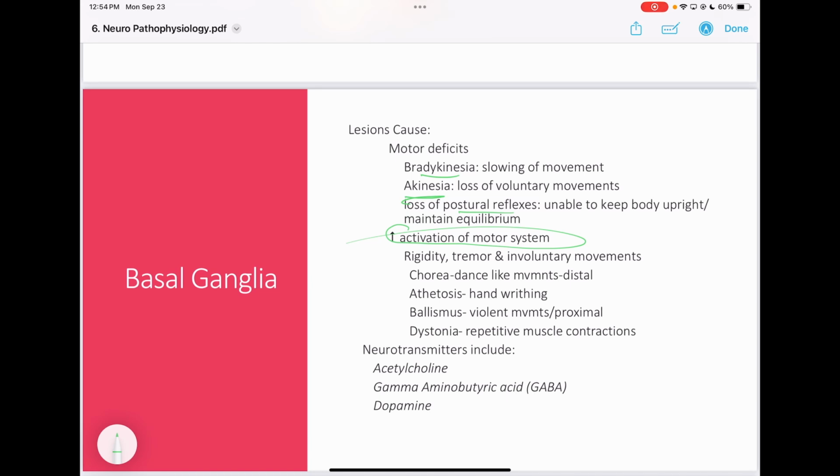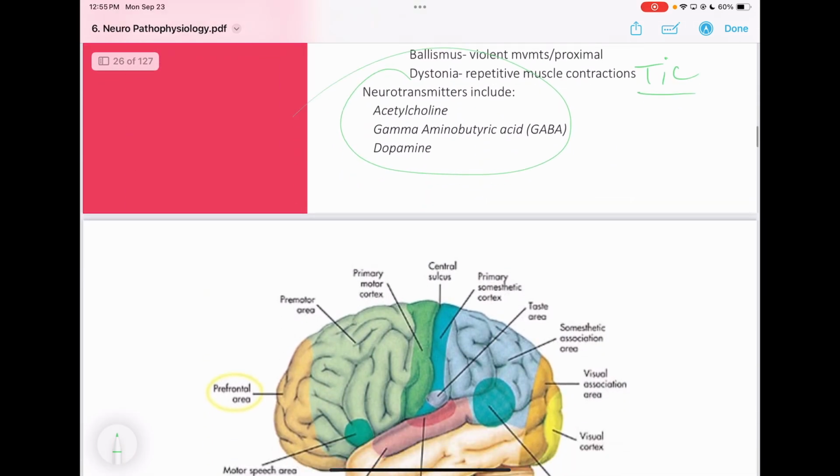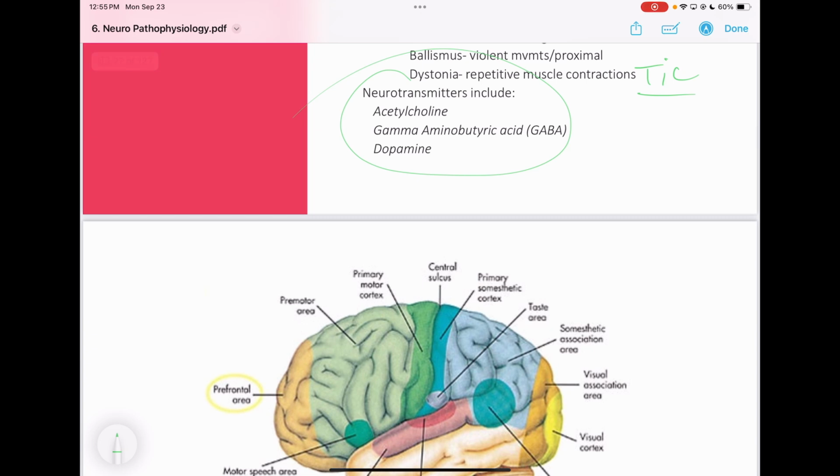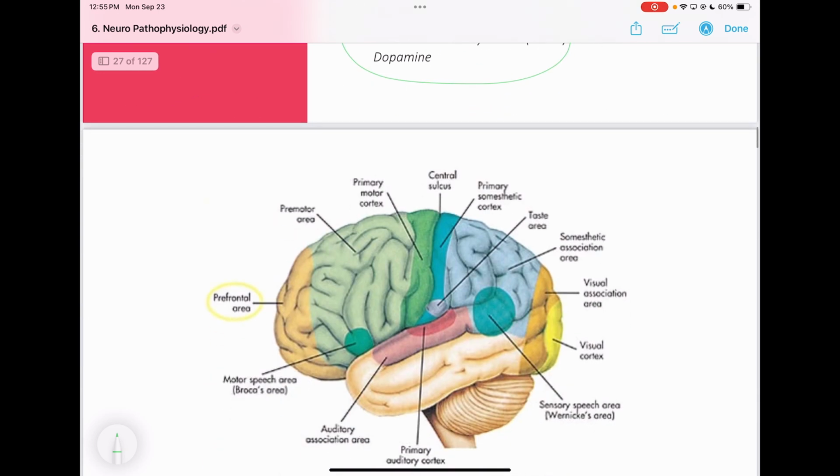Athetosis is in the hands. Usually their hands just keep doing this, described as snake-like or serpent-like, where the hand just keeps twisting. That's athetosis. Ballismus is more violent chorea, where they really shake everything. Dystonia is like a twitch, repetitive muscle contractions, or like a tic. Neurotransmitters in the basal ganglia include acetylcholine, GABA, and dopamine. Those are the major neurotransmitters with the basal ganglia.